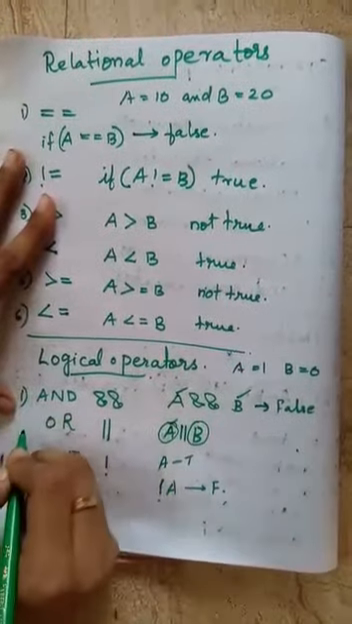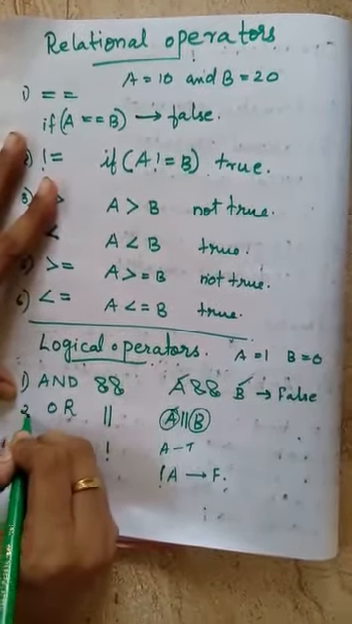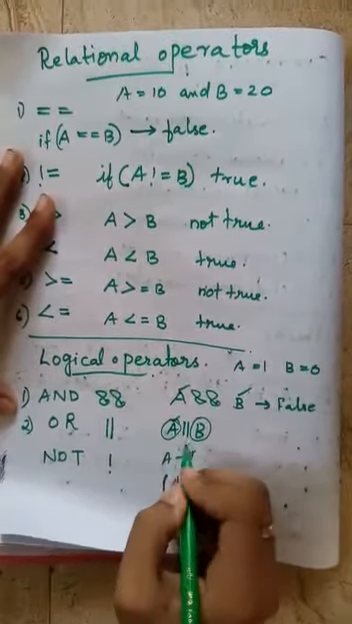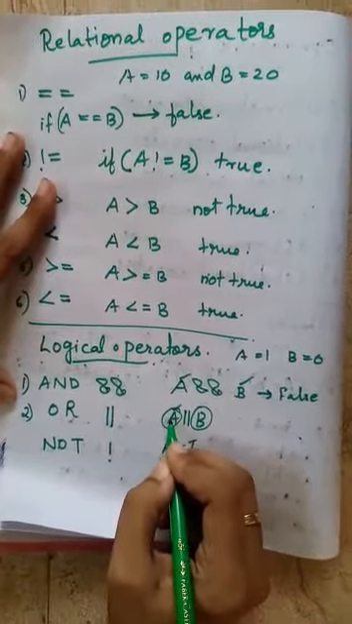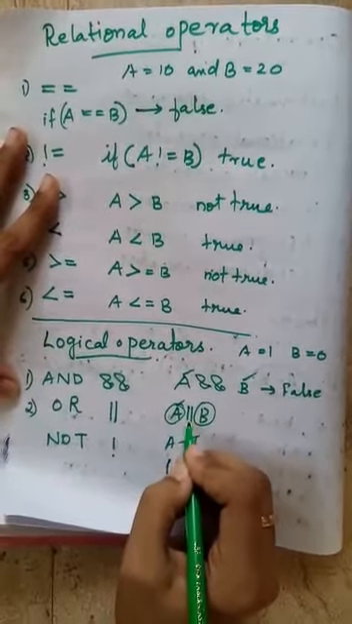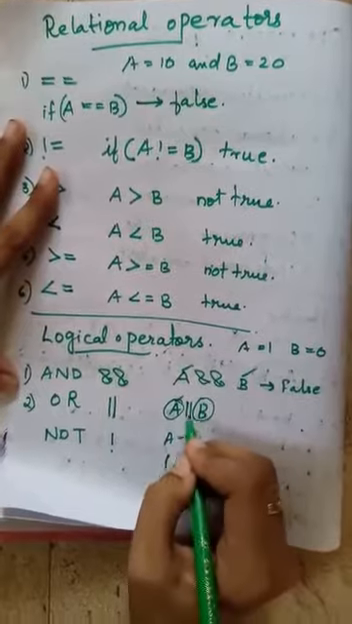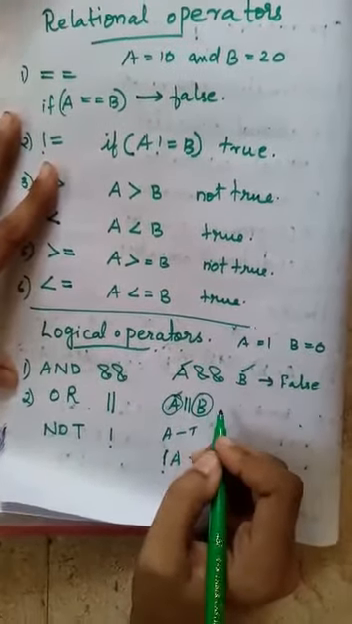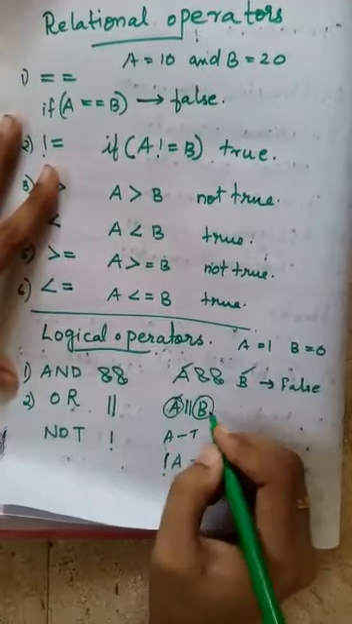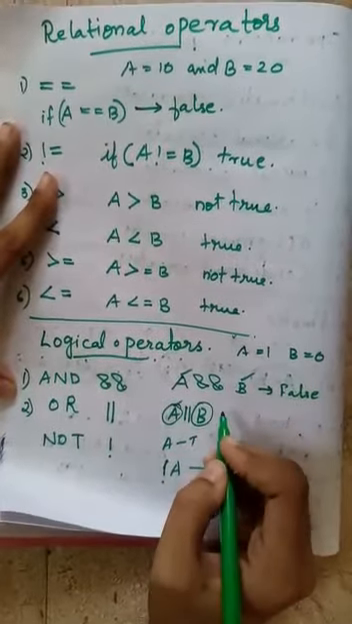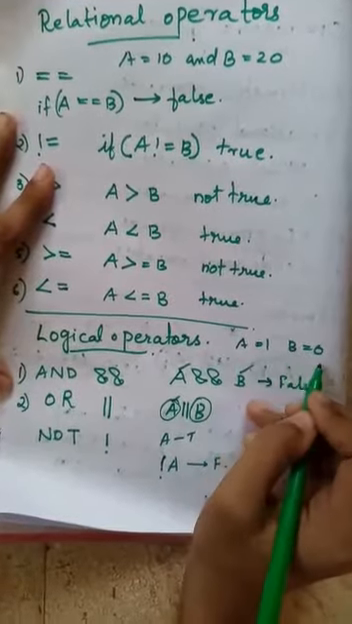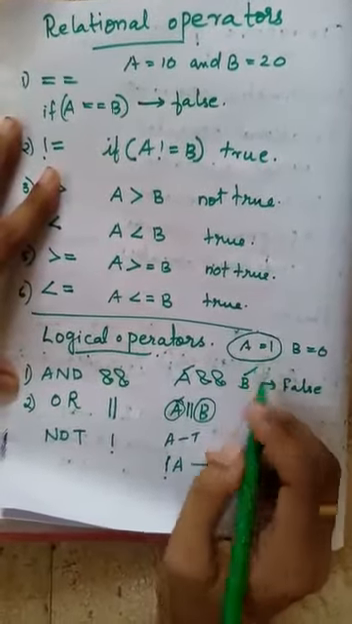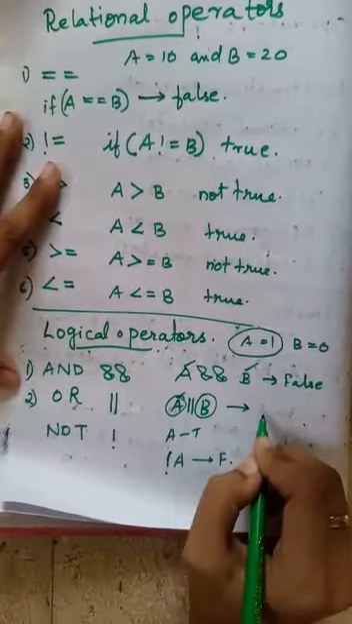Then next is the logical OR operator. Logical OR operator is represented as two lines like this, and while considering A or B, it means if any of the two operands is non-zero, then the condition will be true. So either A should be non-zero or B should be non-zero. So we have here A equal to 1 and B equal to 0. Here A is equal to 1, which is non-zero, so we get it as true.